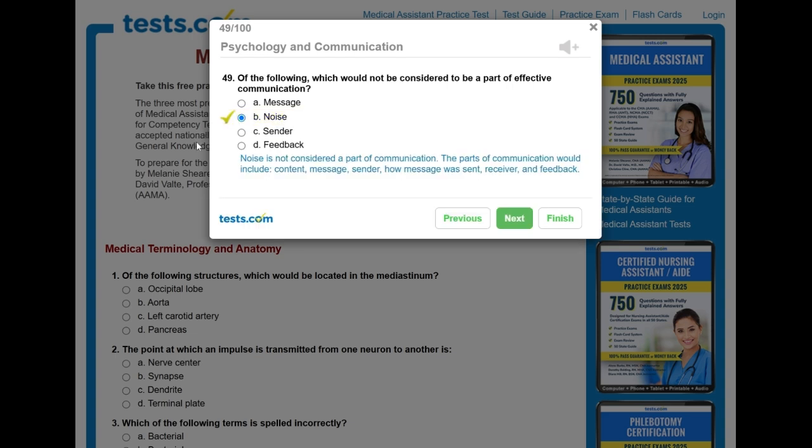B. Noise. Noise is not considered a part of communication. The parts of communication would include content, message, sender, how the message was sent, receiver, and feedback.